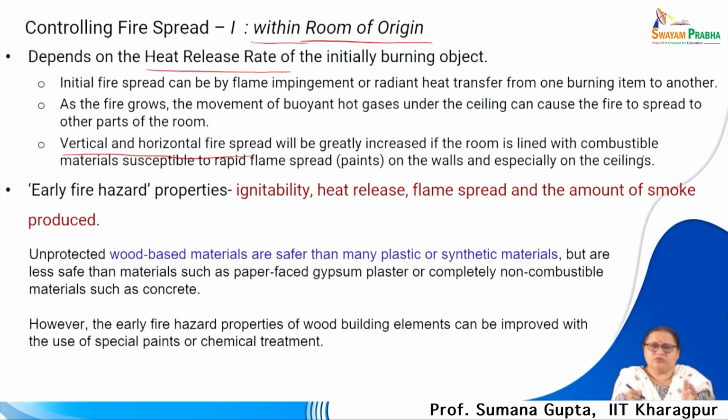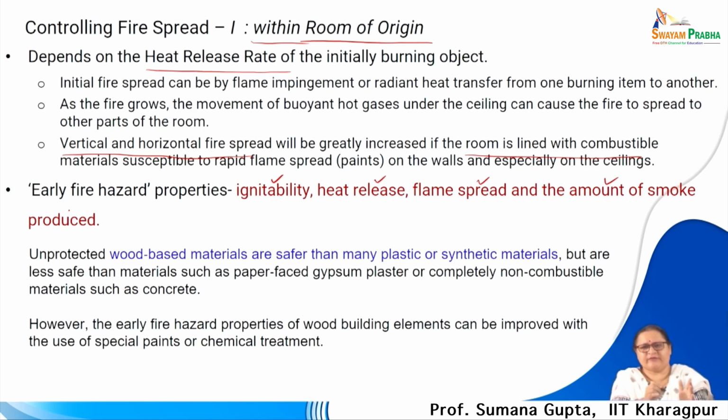We have to look into the materials which are on the walls, that is whether the room is lined with combustible materials or not. Say if it is a wallpaper, if it is a flammable coating, if it is a curtain, then the fire spread can be very rapid. If it is an ignitable paint, so the fire can move or propagate very fast. So, early fire hazard properties are the material ignitability, heat release, flame spread and the amount of smoke produced.